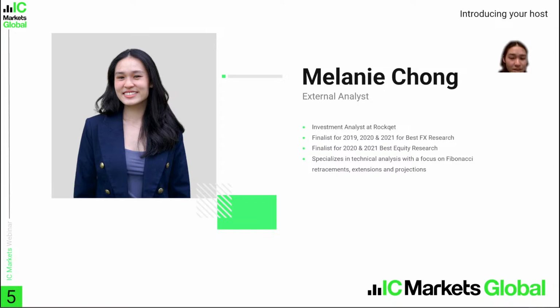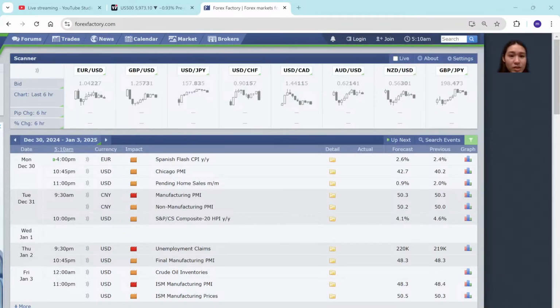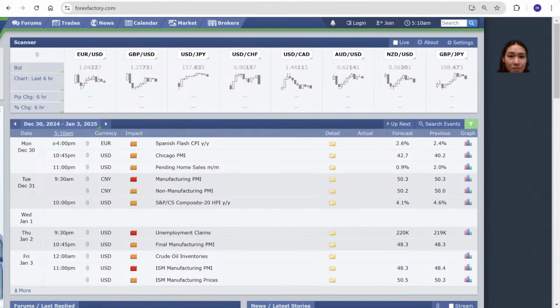So before we get started, let's just quickly look at this week's events. Okay, so this is forexfactory.com, which is the economic calendar that we typically use. Of course, there are a bunch of other options out there. You can feel free to use whichever you prefer.